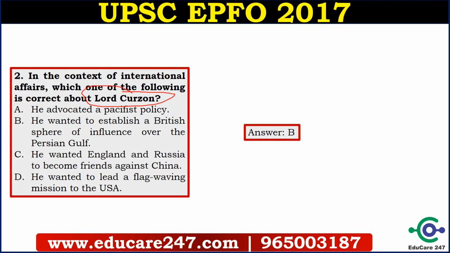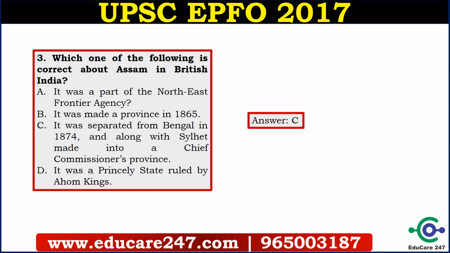The third question is, which one of the following is correct about Assam in British India? The first statement is, it was part of the Northeast Frontier Agency. This is wrong. It was made a province in 1965. That is also wrong. Option C is correct.